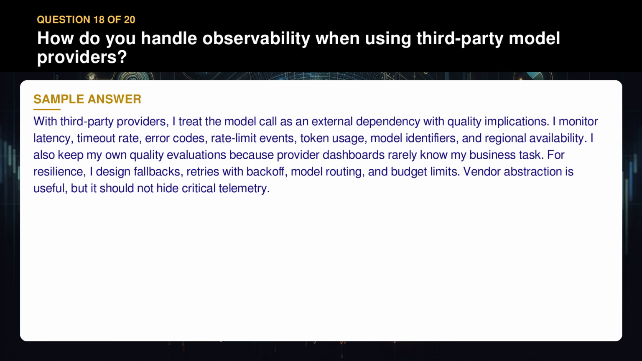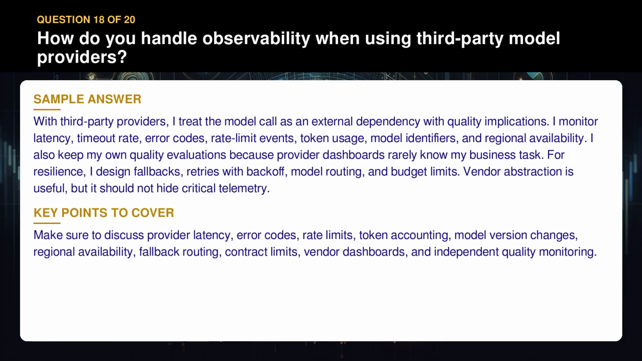For resilience, I design fallbacks, retries with backoff, model routing, and budget limits. Vendor abstraction is useful, but it should not hide critical telemetry. Make sure to discuss provider latency, error codes, rate limits, token accounting, model version changes, regional availability, fallback routing, contract limits, vendor dashboards, and independent quality monitoring.